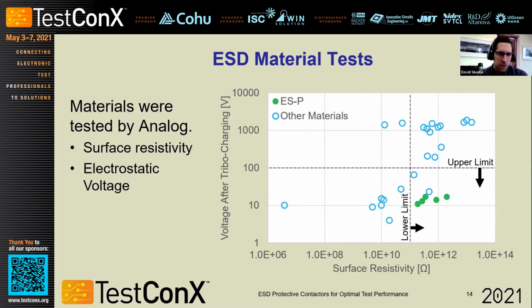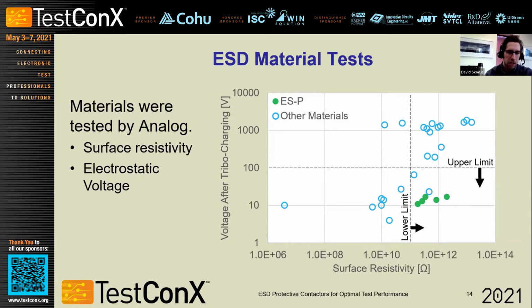So here's a figure that I put together based on data provided by Analog. On the x-axis, the surface resistivity is plotted, and on the y-axis, the voltage after tribocharging is plotted. I didn't plot the voltage before tribocharging. I also included the limits for the requirements with the dashed lines. The vertical dashed line indicates the lower limit of surface resistivity, and the horizontal dashed line indicates the upper limit for the voltage.